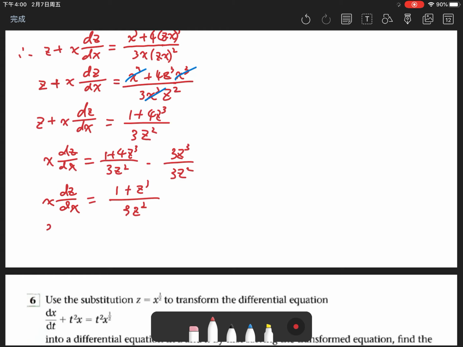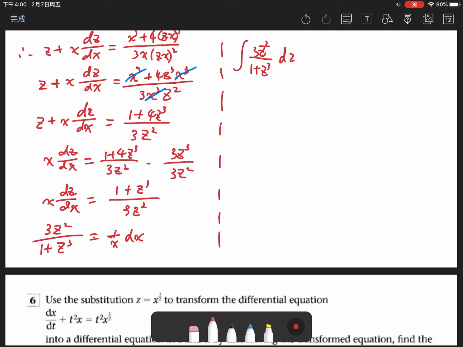Finally, we can separate the variables. So it will be 3z squared over 1 plus z to the power of 3 dz equals 1 over x dx. And now we can do integration.